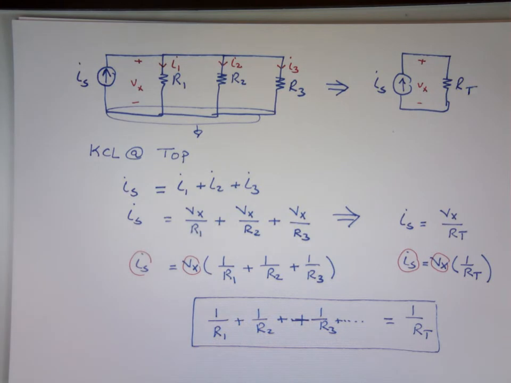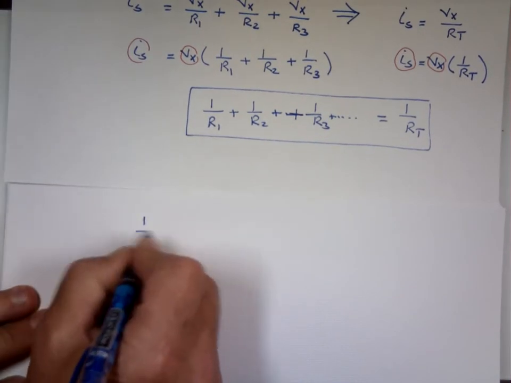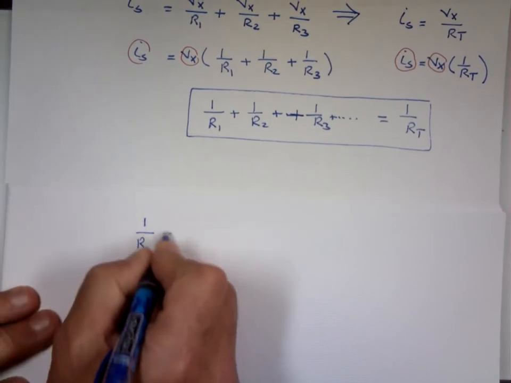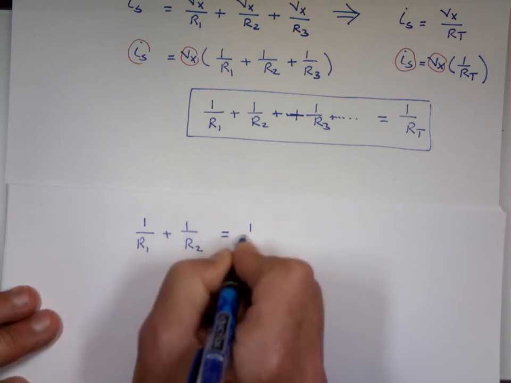Now, if you only have two resistors, there's a shortcut to that. Anyone remember that? Multiply R1 by R2 and then divide by the sum of R1 and R2. Yep, the product over the sum. If you only have two resistors, watch what happens. Let's watch the math.